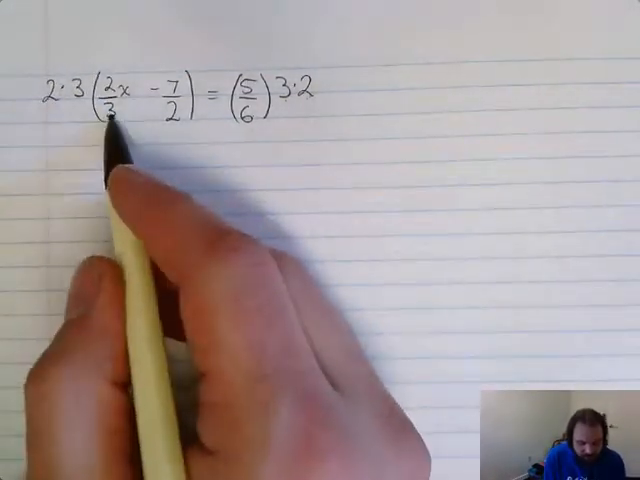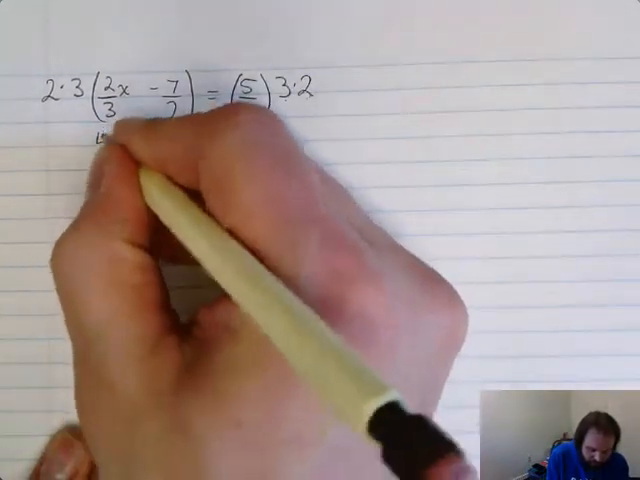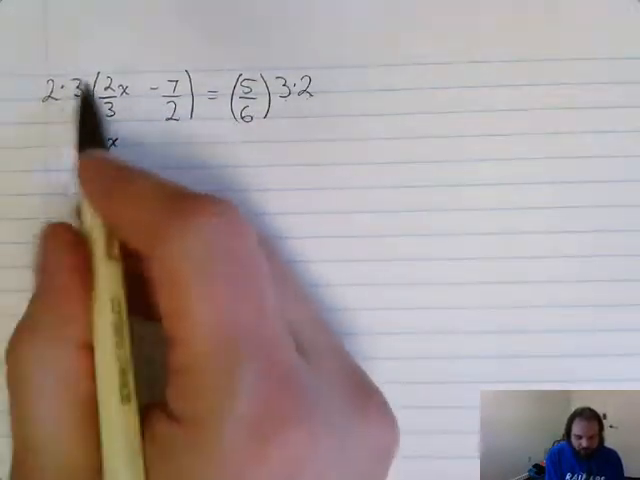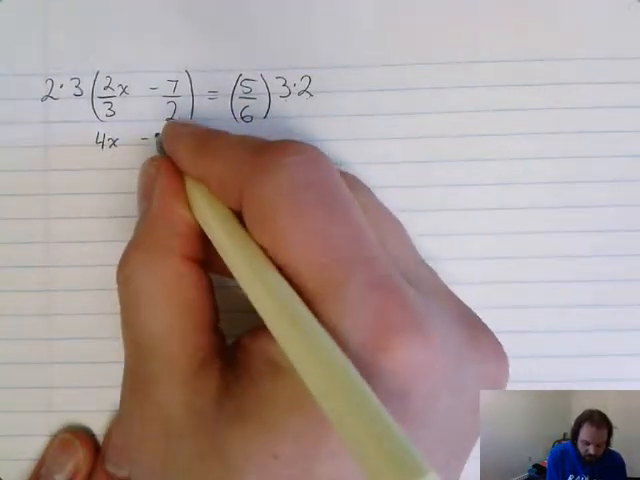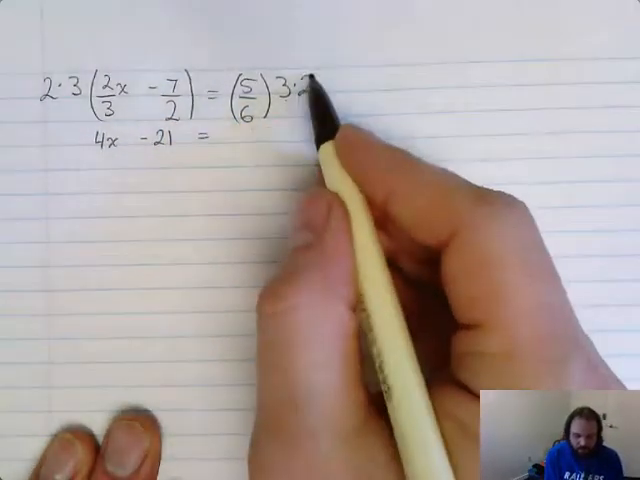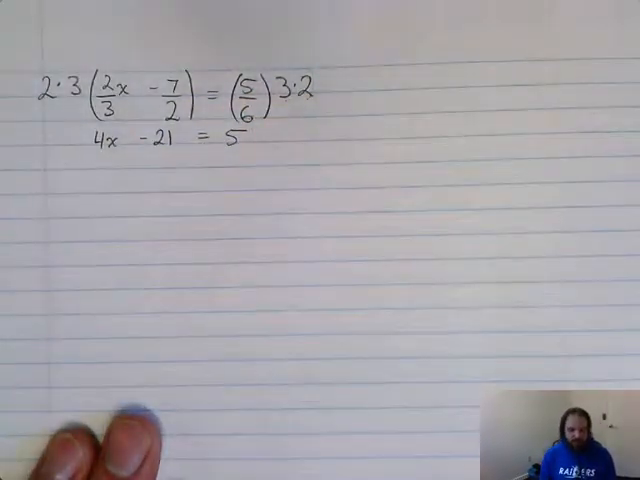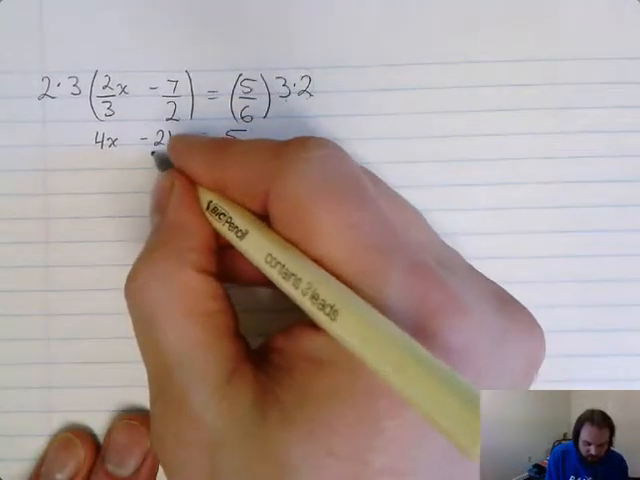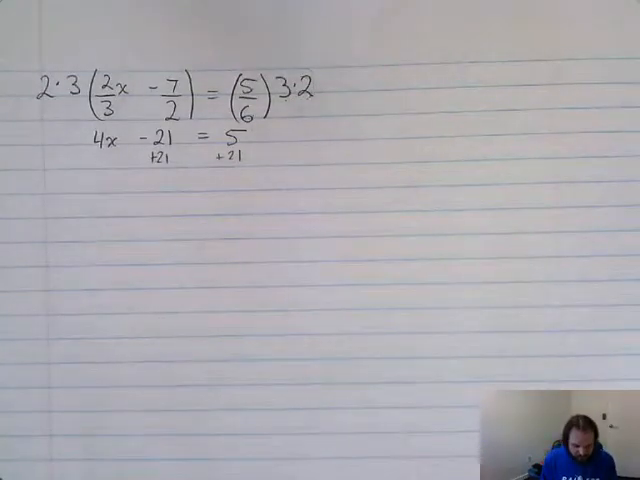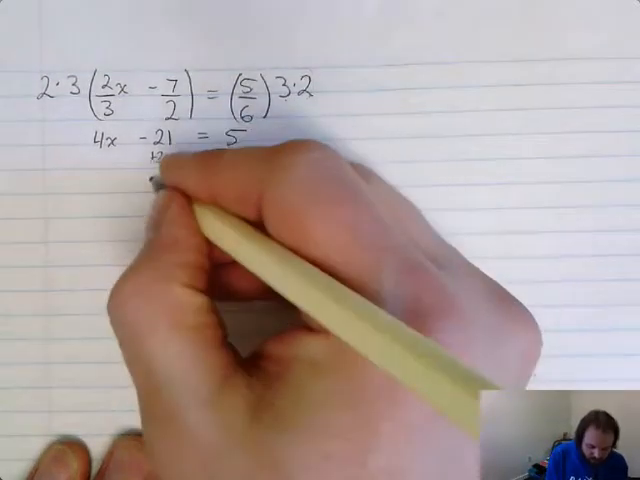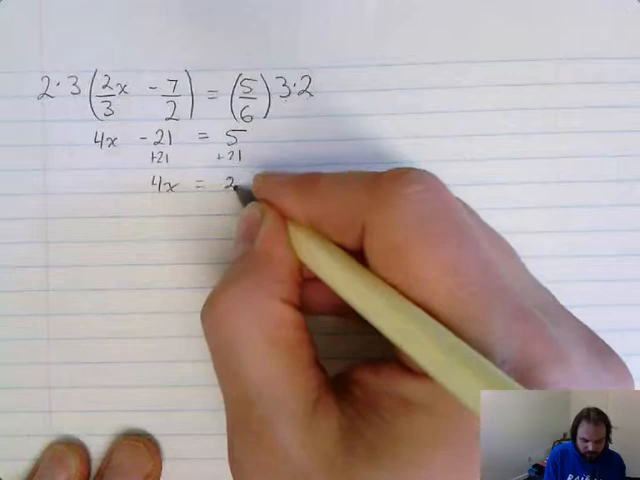So let's go. 6 divided by 3 is 2, times 2 is 4. So we get 4x. Now we have 6 divided by 2 is 3, times 7 is negative 21. And here, we're going to have 6 divided by 6 is 1, times 5 is 5. Okay? Now we're going to continue solving. So I'm going to add 21 to both sides. So now I'm going to end up getting 4x is equal to 26.